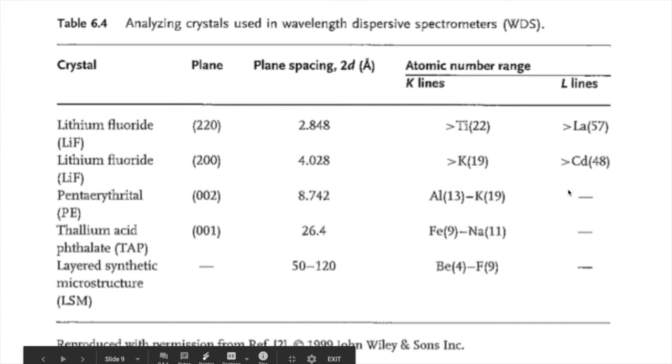So this is why WDS can be very slow. If you want to scan the whole range of atoms and elements in a spectrum, you often have to use multiple crystals. This one will give you the low elements, then slightly higher, and then slightly higher. That's why it can be slow, because we have to have multiple channels with multiple analyzing crystals, or we have to do them sequentially.